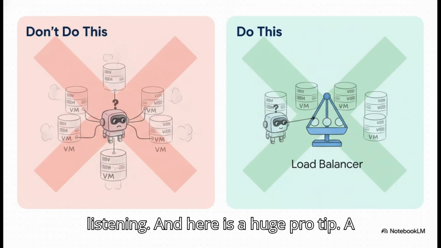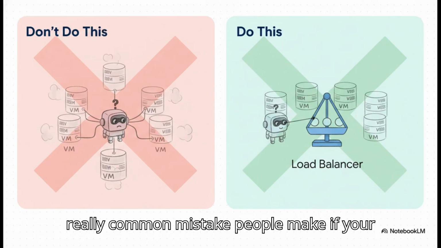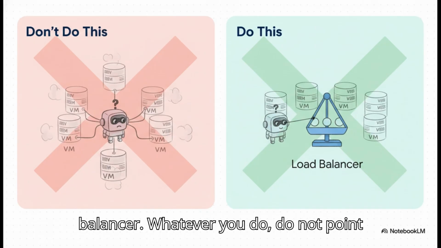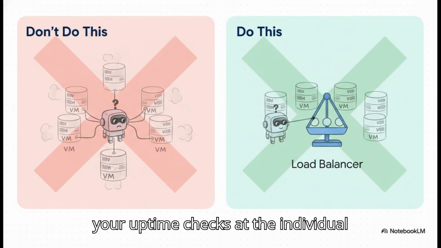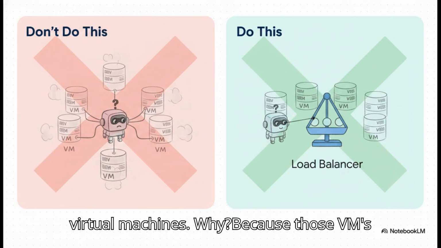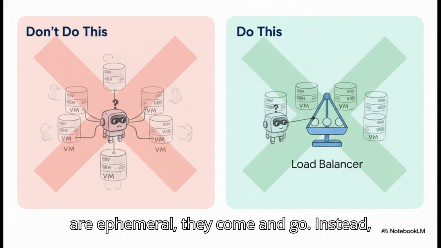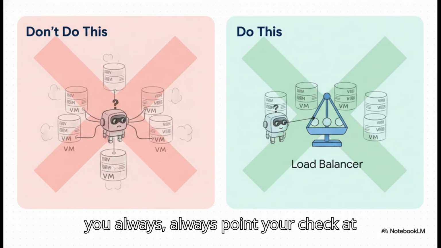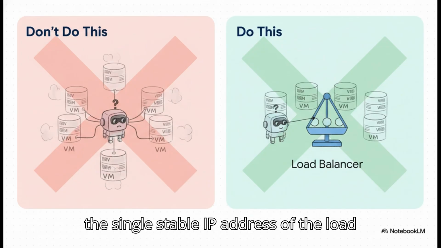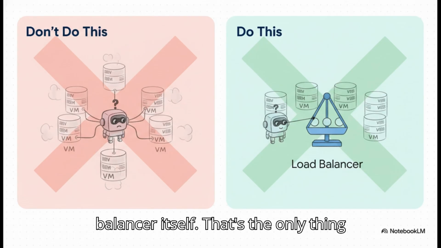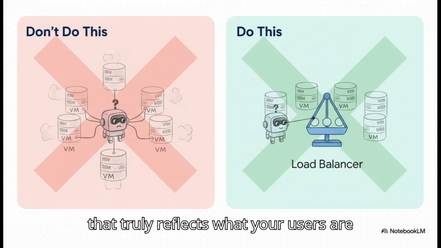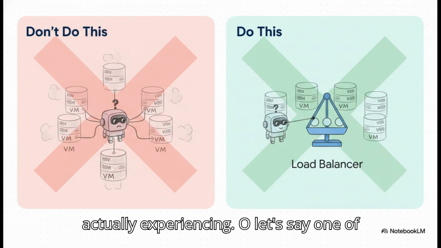And here is a huge pro tip, a really common mistake people make. If your application is sitting behind a load balancer, whatever you do, do not point your uptime checks at the individual virtual machines. Why? Because those VMs are ephemeral. They come and go. Instead, you always point your check at the single stable IP address of the load balancer itself. That's the only thing that truly reflects what your users are actually experiencing.